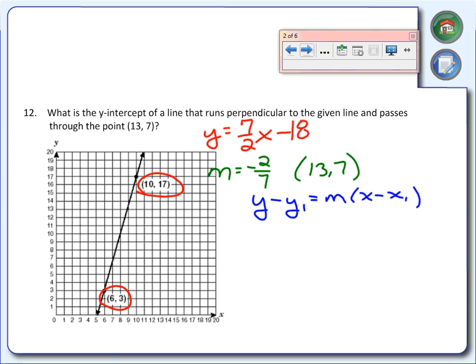I'm going to take some of those letters out and replace them with some numbers. The y1 is going to be replaced with the y value, which in our case is 7. m is going to be replaced with the slope, negative 2 over 7. And the x1 is going to be replaced with 13. All right. Now I'm going to go ahead and use some distributive property. Negative 2 over 7 times x is negative 2 over 7 x. Negative 2 over 7 times a negative 13 is a positive something. Put that in your calculator and let's find out what that is.